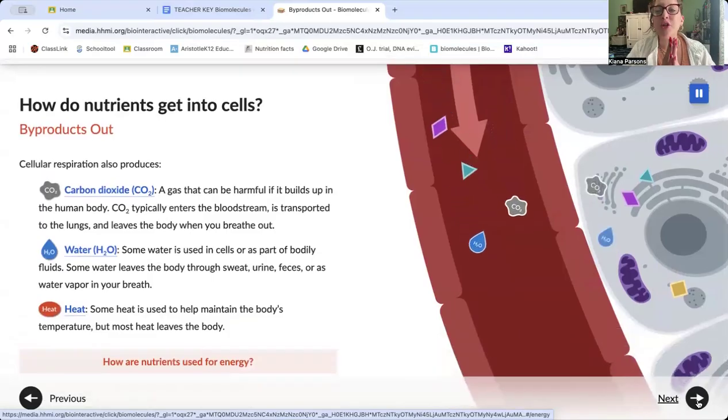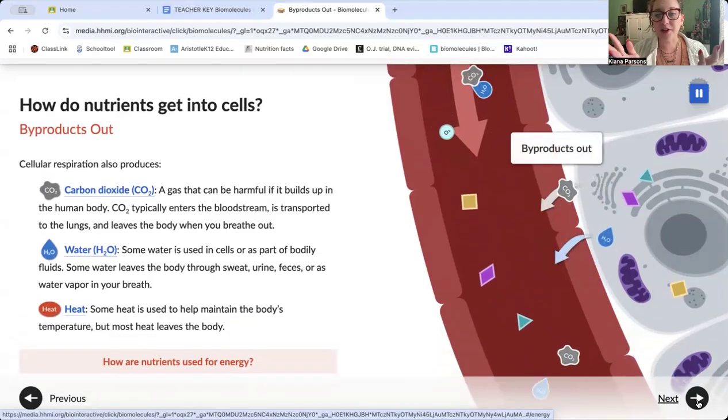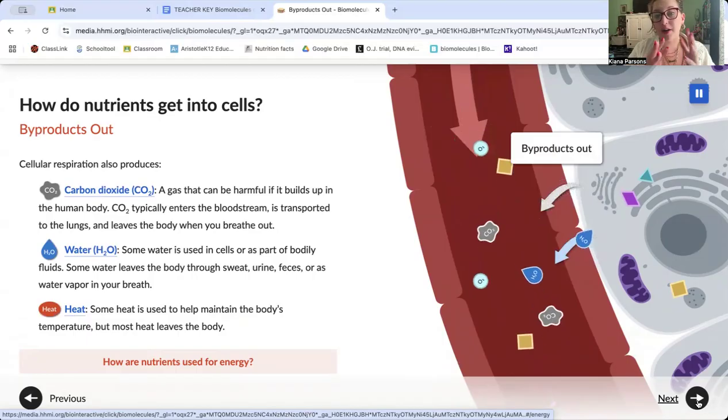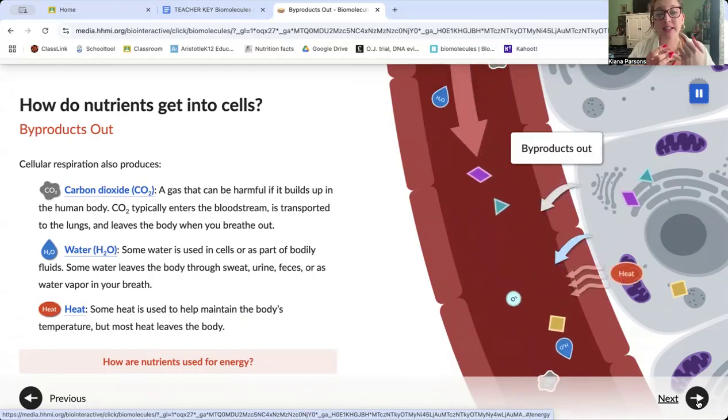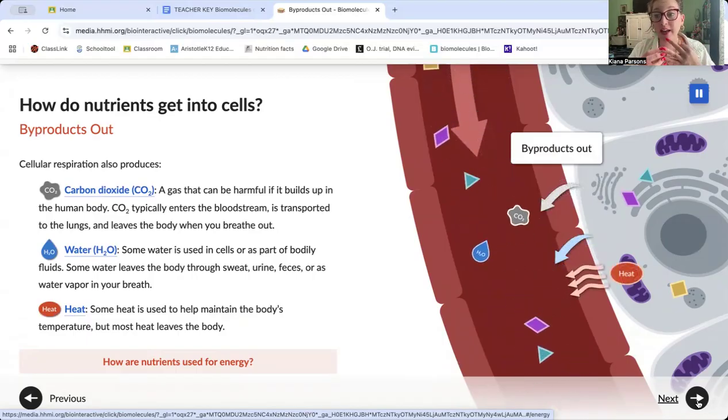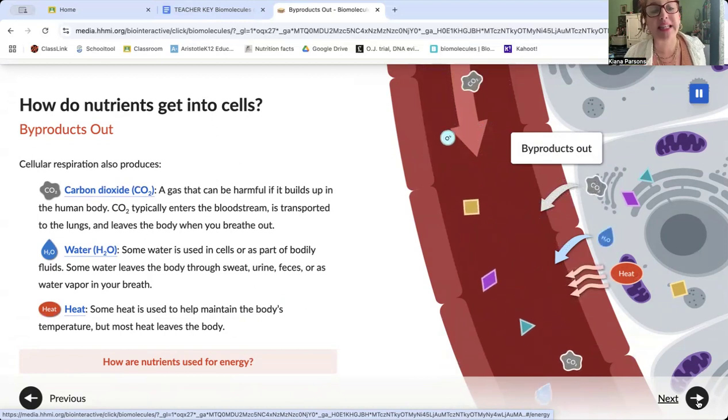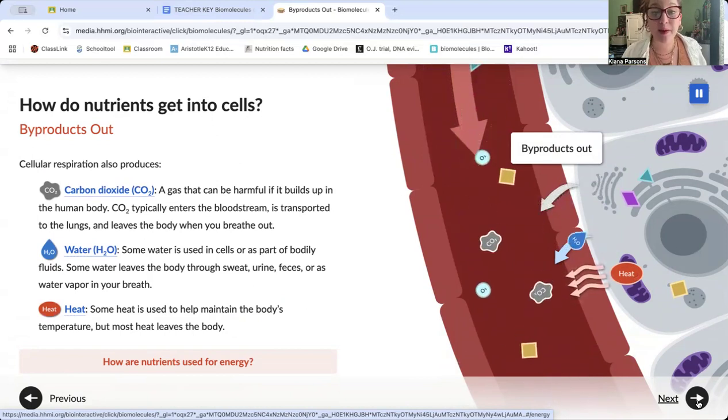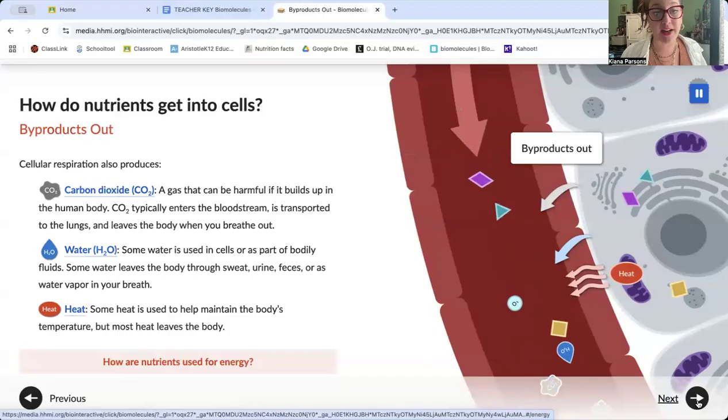Cellular respiration produces ATP, energy, but there are also waste byproducts produced, which include carbon dioxide, water, and heat. Carbon dioxide is the big one that needs to be released because this is a gas that can be harmful if it builds up in the human body. CO2 typically enters the bloodstream and is transported to the lungs and leaves the body when you breathe out. I just released some CO2.